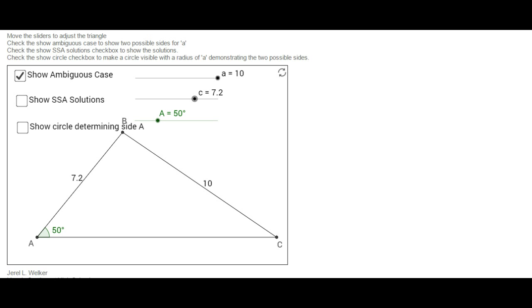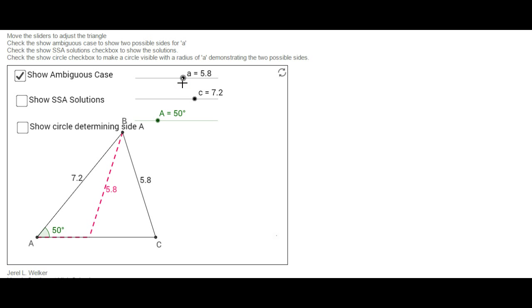If the unknown angle has to be opposite a larger side, then there's two possibilities. Let's make this. There, the unknown angle is now opposite a larger side than this, and we have these two possibilities. The smaller side can swing out or swing in. You can have the acute angle or the obtuse angle.